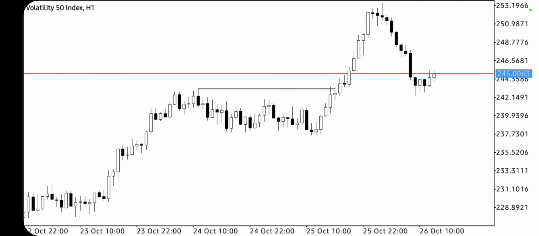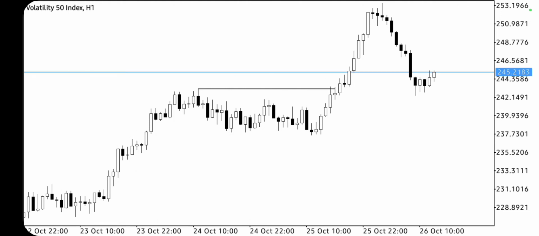Remember I said buyers are always used in representing demand and sellers are always used in representing supply. So let's take for instance we are in a downtrend. We would just be looking for a supply zone, but right now we are in an uptrend, so we are basically going to look for a demand zone. That is what we are going to look out for here.